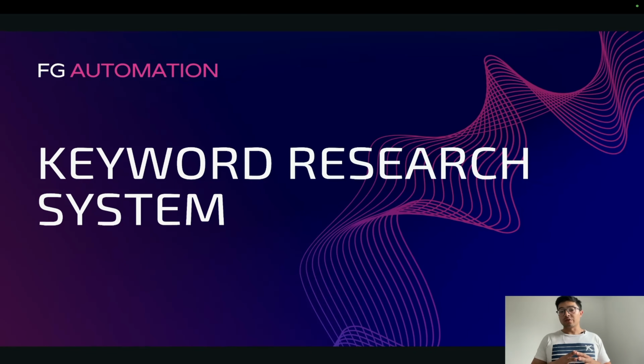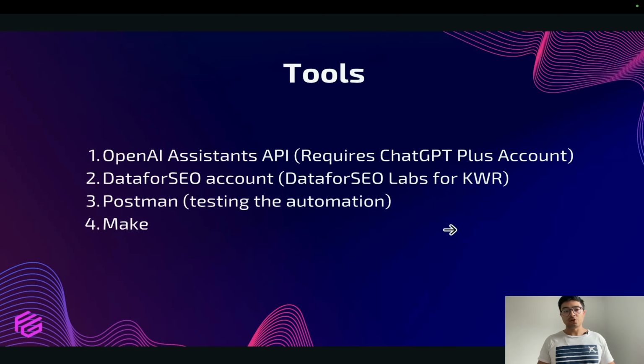Before we move on to the rest of the video, I briefly want to go through the tools that you will need to build this system, as well as a general overview of how this works. So first of all, you will need an OpenAI Assistants API, and this requires you to have a ChatGPT Plus account. Also, you will need a Data for SEO account in order to access the Data for SEO Labs API in order to do the keyword research, all right? And we will use Postman in order to send a JSON payload to our webhook address in order to test the automation. And finally, we will need Make.